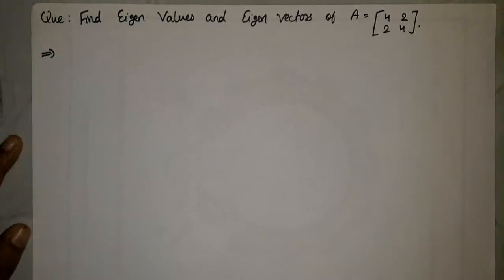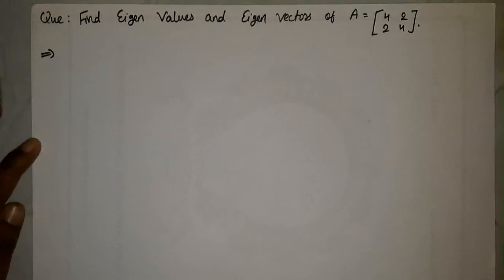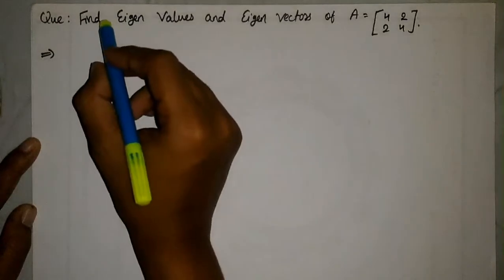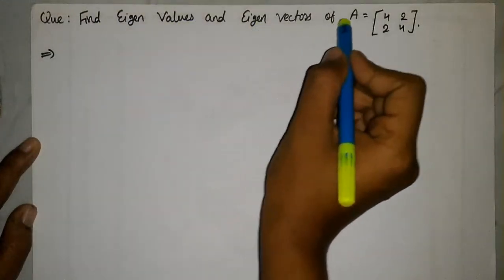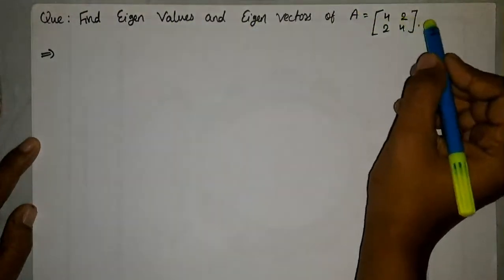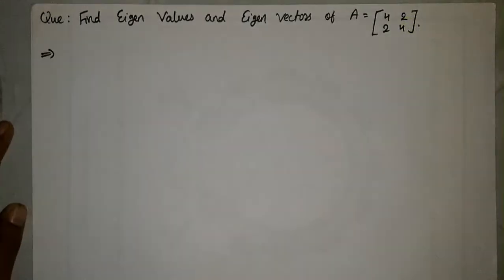Friends, today we are going to discuss one example. In my previous video, I discussed the theory part of eigenvalue and eigenvector, and today I am going to solve one example, that is a 2 by 2 matrix. So let's start. We are given: find the eigenvalue and eigenvector of A is equal to [4 2; 2 4]. This is our matrix A.